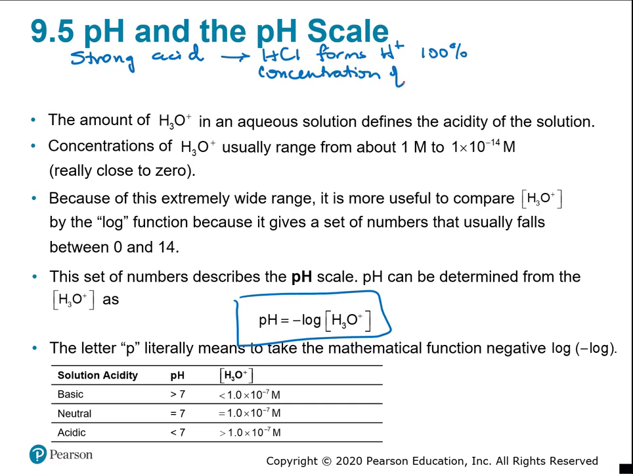So whatever the concentration of my acid, that is also the concentration of my hydrogen ions. So the concentration of a strong acid is equal to the concentration of the hydrogen ions, H plus or H3O plus, either one of them is fine. Because these concentrations are always a negative exponent, if we take the log of the hydrogen ion concentration, it's always going to be a negative number.